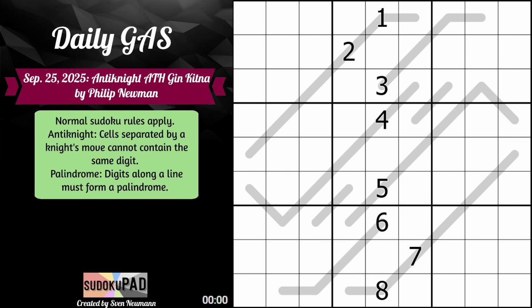Let's just jump right into it. All right, well, we have a lot of digits on palindromes, so let's actually start by placing all of them. This will be 1, this will be 2. 3 places 3, 4 places 4, 5 places 5, 6 places 6, and 7, 8 gets placed there.